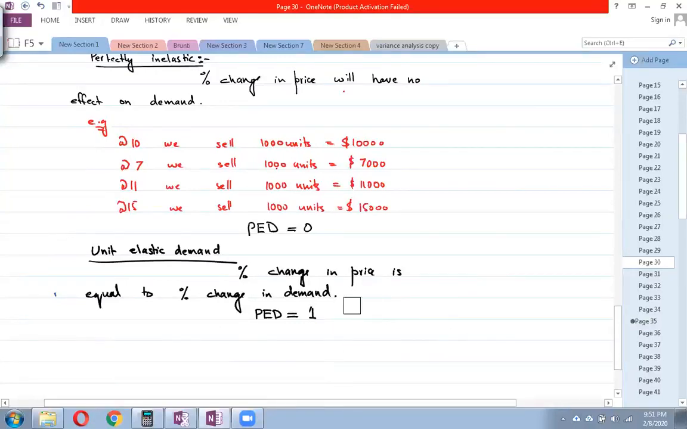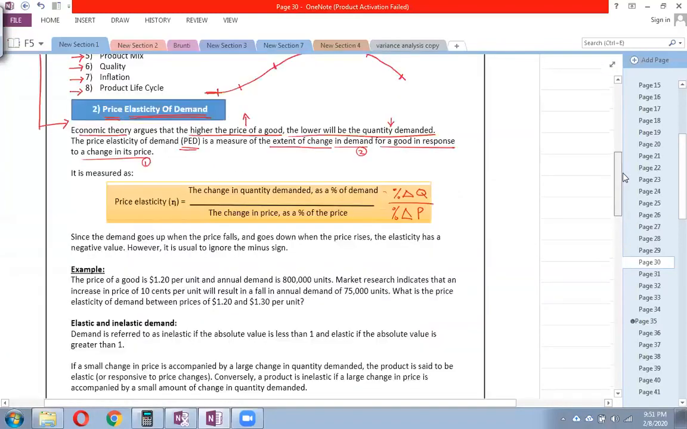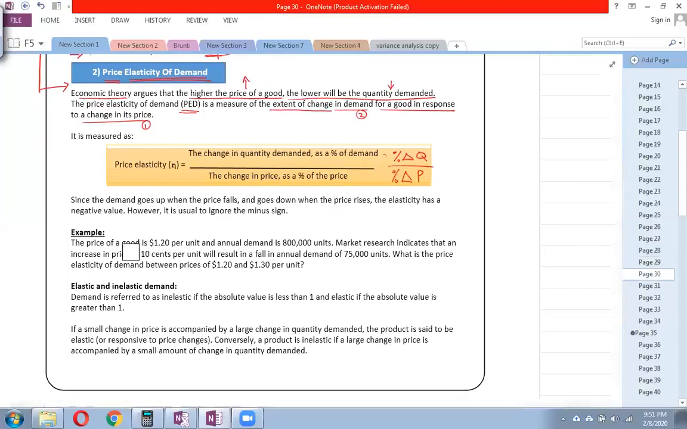Now the unit inelastic, which means that the percentage change in the price will be the same as the percentage change in the demand. In order to consider the percentage change, I think we should do an example. If you see this example on your notes, it says the price of a good is $1.2 and the annual demand is 800,000. So this is the quantity and this is the price. So at this price, we can buy this quantity.